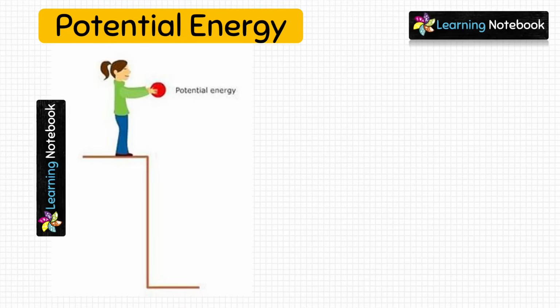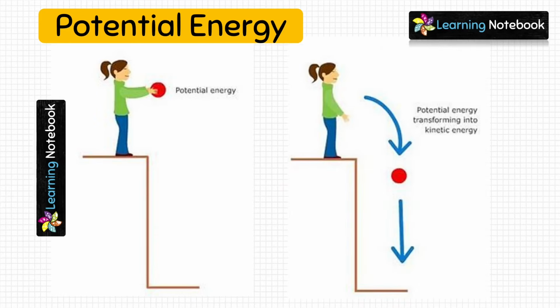Now look at this girl. She is holding the ball at a height. So the ball has potential energy. Now when she drops this ball, the potential energy of the ball gets converted into kinetic energy because the ball is moving and falling downwards.